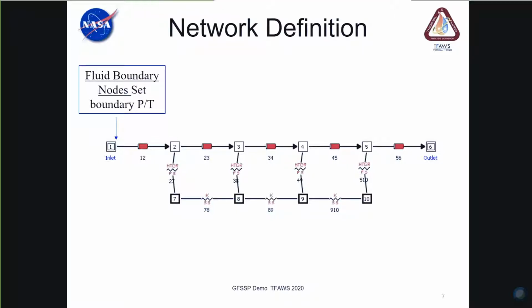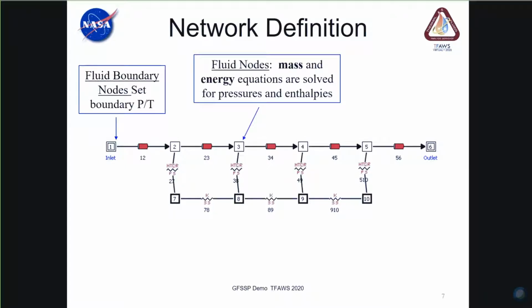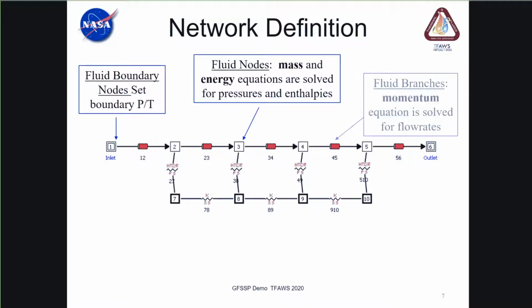This is an example of a typical GFSSP network. Over on the left, we see a boundary node, that's the double box. In that node, you set the pressure and temperature at the boundary. And that becomes a boundary condition for your differential equations that you're solving.